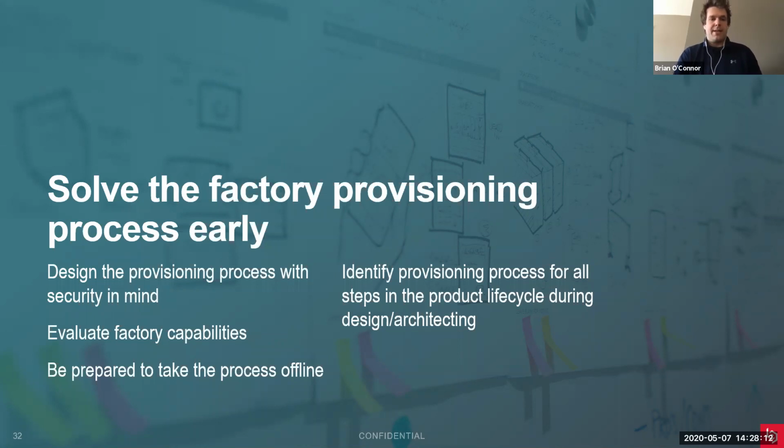And then lastly, identify provisioning processes for all steps in the product lifecycle during design and architecting. This has major implications on both your software architecture as well as your network architecture. So make sure that you're identifying that early to reduce that risk in the long term.